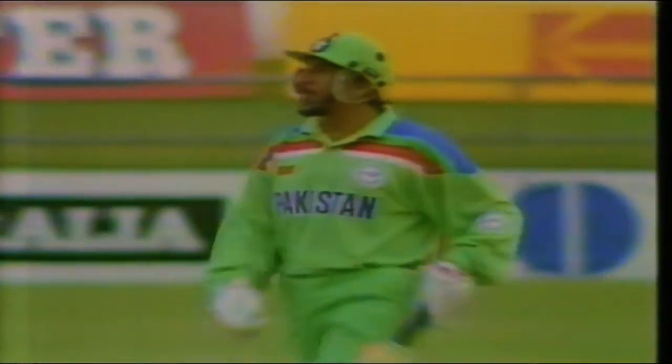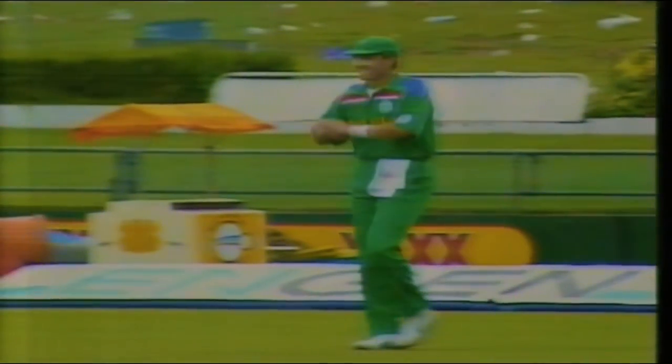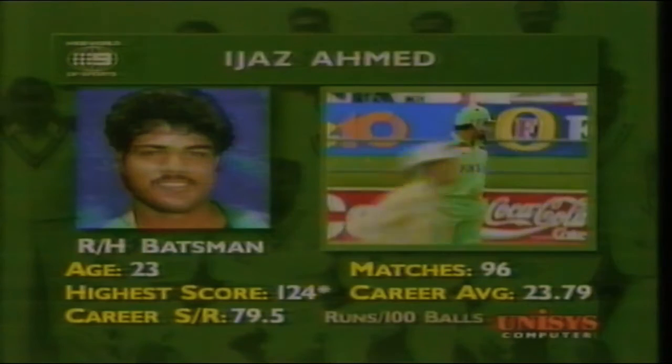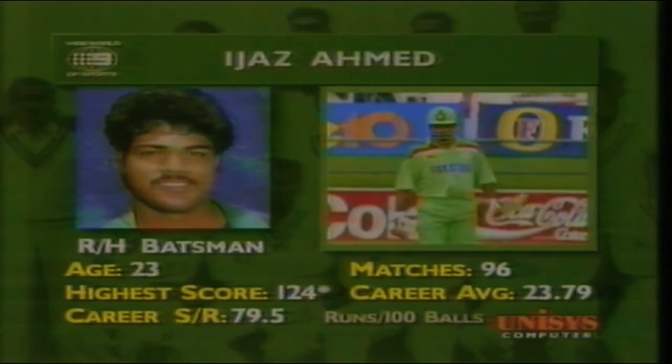A little bit of baseball experience would have been handy for Salim Malik there. He tried to hoik it away over left field. All he managed to do was to get it to the fielder on the boundary, Alan Donald. Another blow to Pakistan's hopes. 5 for 156. Batsman having crossed as Alan Donald made that catch.